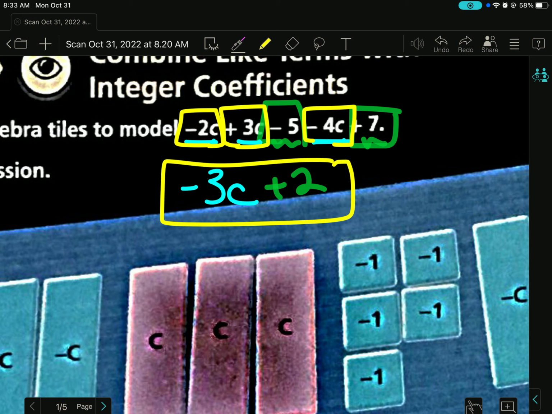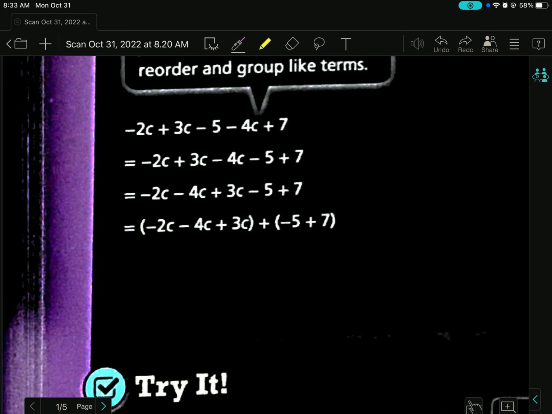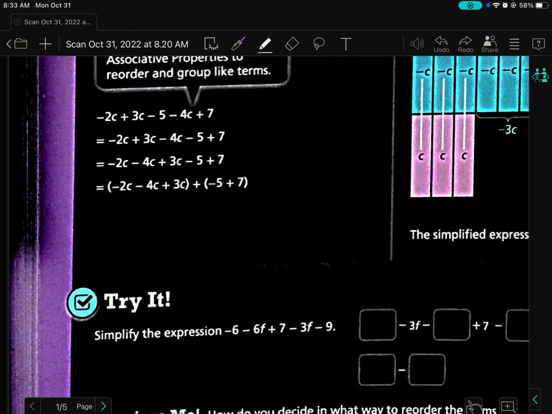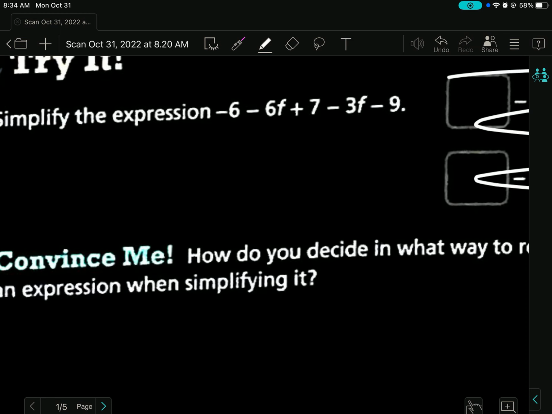So when we first started, we actually had 3 coefficients, 3 of the same variable, and 2 constants. And you can see they kind of worked that out here. They did it a little differently, like they used the commutative property to reorder them and then put them together, which is fine. There's nothing wrong with that. In my brain, it just gives you a lot more steps to do rather than just combining like terms. Again, I'm not going to worry about the boxes over here. Let's look at this, try it.